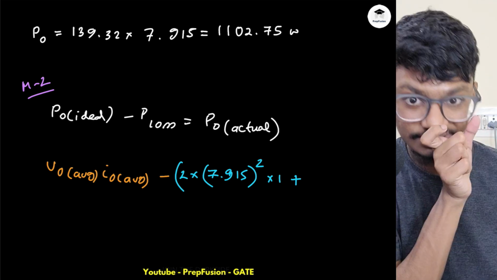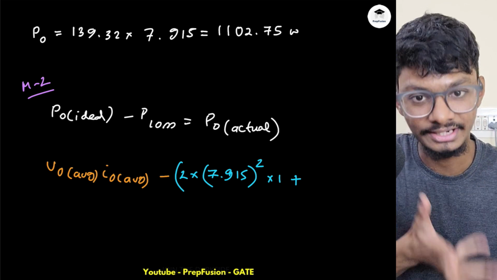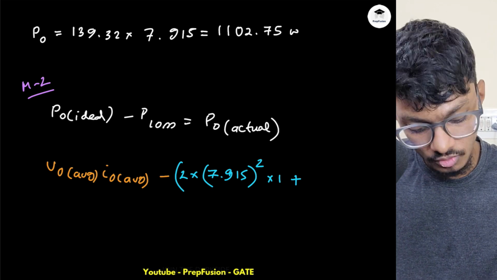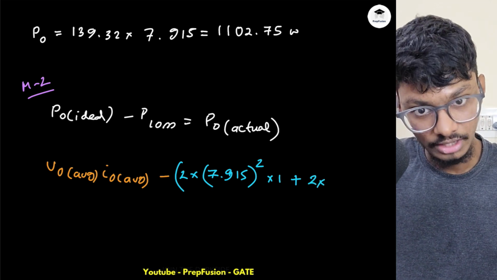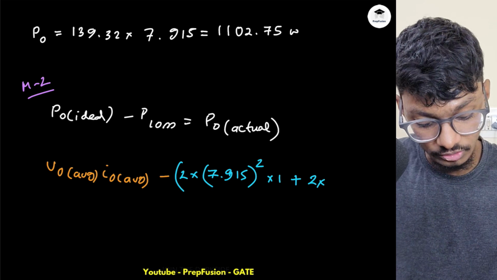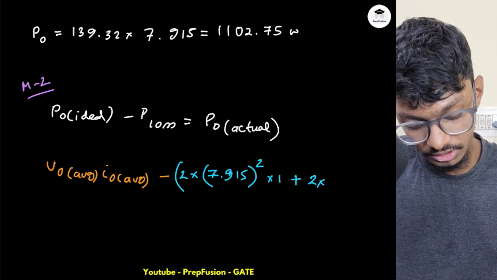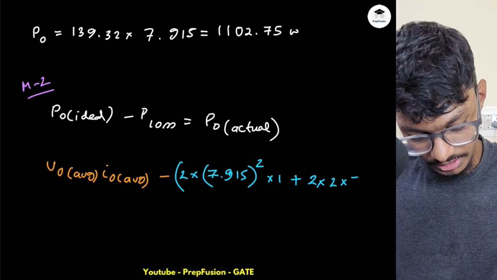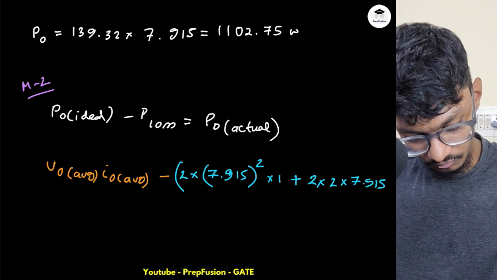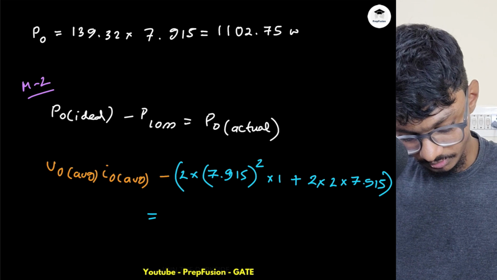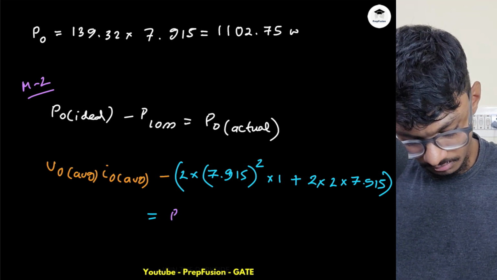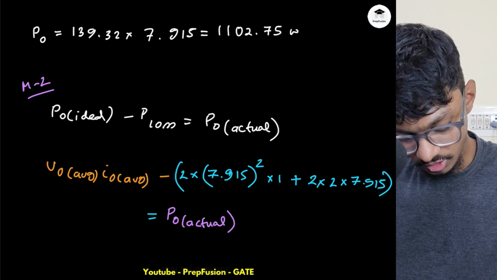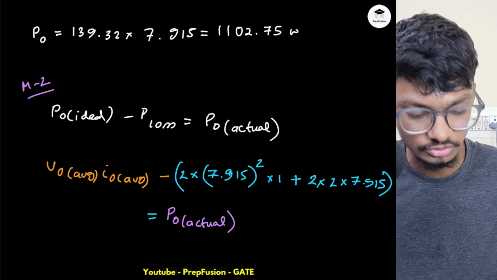So V on is DC, so it will be only DC, but here it is constant current, so DC, RMS, everything is same. So it will be V on into IO, but there are 2 switches, so it will be 2 into V on. V on is 2 volts into I is 7.915. Okay, so this will be equal to my PO actual, the power that the load is receiving, because the converter is also taking some power.